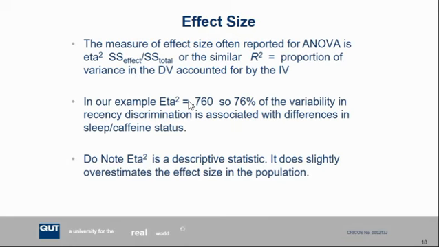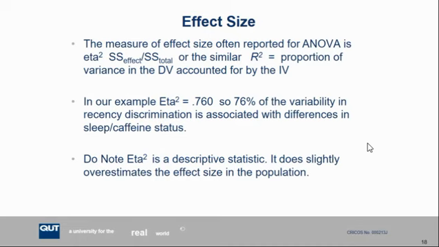So in our example, it was 0.760, which tells us that 76% of the variability in recency discrimination was associated with the differences in that sleep caffeine group status. Do note that eta squared is a descriptive statistic and it does slightly overestimate the effect size.